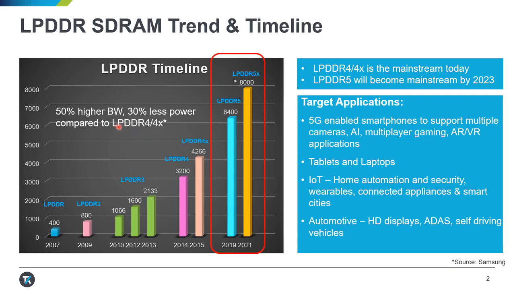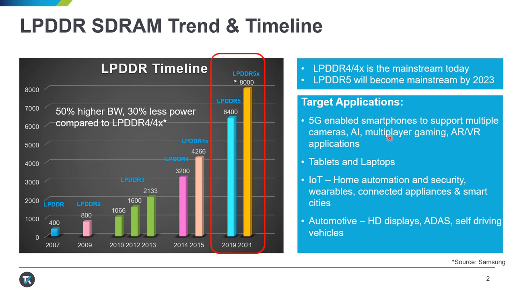As compared to LP4, LPDDR5 offers 50% higher bandwidth at almost 30% less power. That's pretty impressive. Currently, LPDDR5 is defined till 6400 megabits per second, but there is also a speed push planned, and it will take the speed all the way till 8400 Mbps.